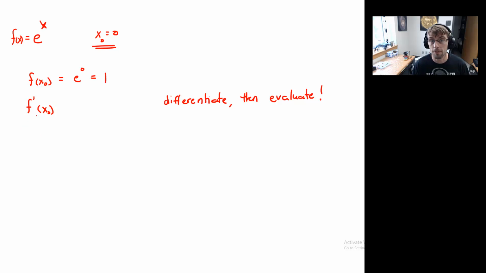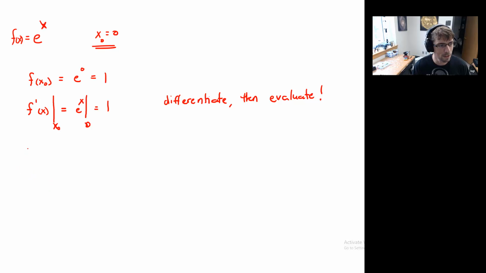Sometimes instead of writing f prime of x naught, some people, myself included usually, will sometimes write it as f prime of x, to remind myself I'm taking the derivative first, evaluated at x naught. So you might see this notation as well, that long bar meaning evaluate. Well, this is nice. The derivative of e to the x is e to the x. So I get e to the x evaluated at 0, and so I get 1 again.